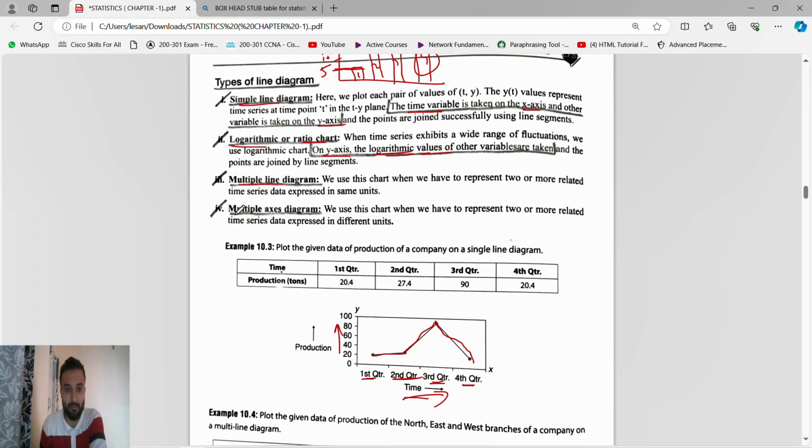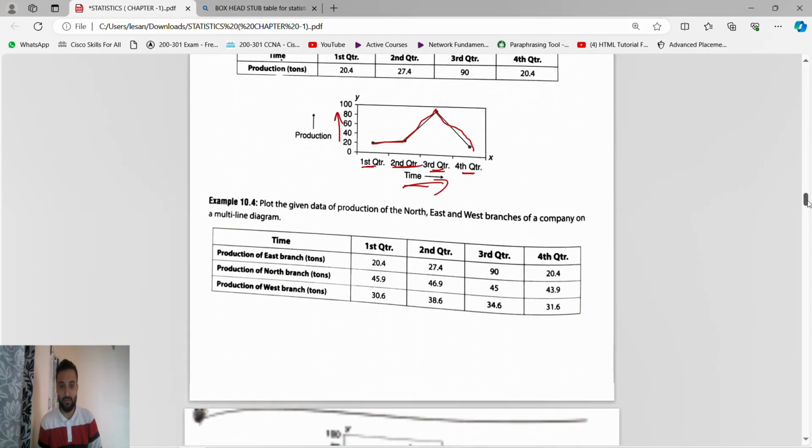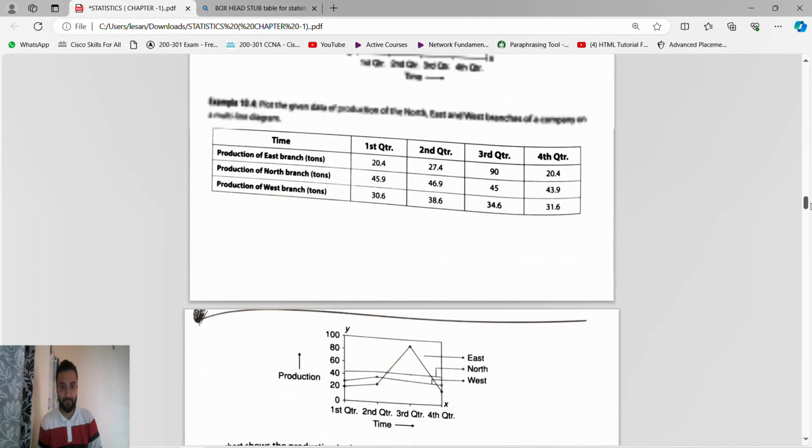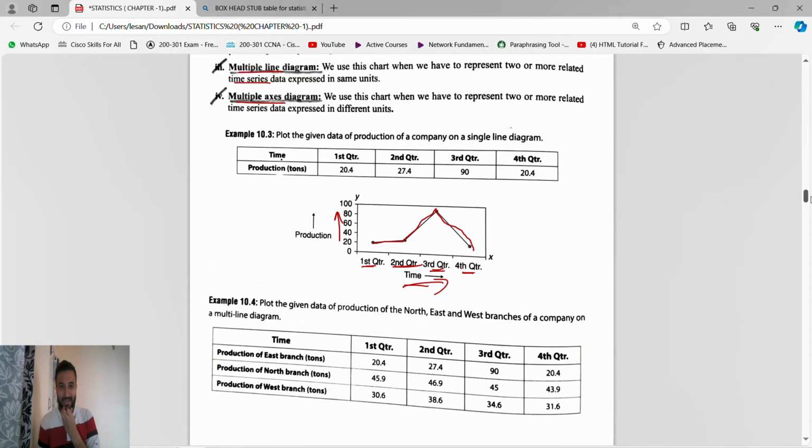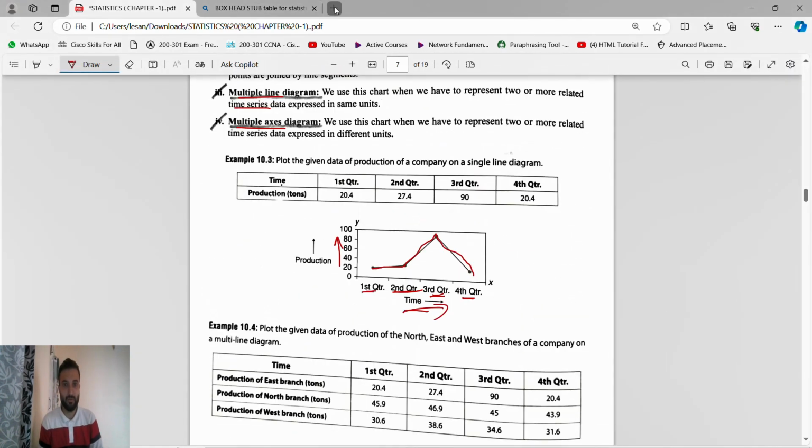Multiple line diagram and multiple axis diagram. Multiple line diagram means we use the chart when we have to present two or more related time series, like 1990, 2000, or 2010, 2015. This is a multiple line diagram. Multiple axis means we have more axes. What you can say, multiple axis diagram. Wait, I will show you here.